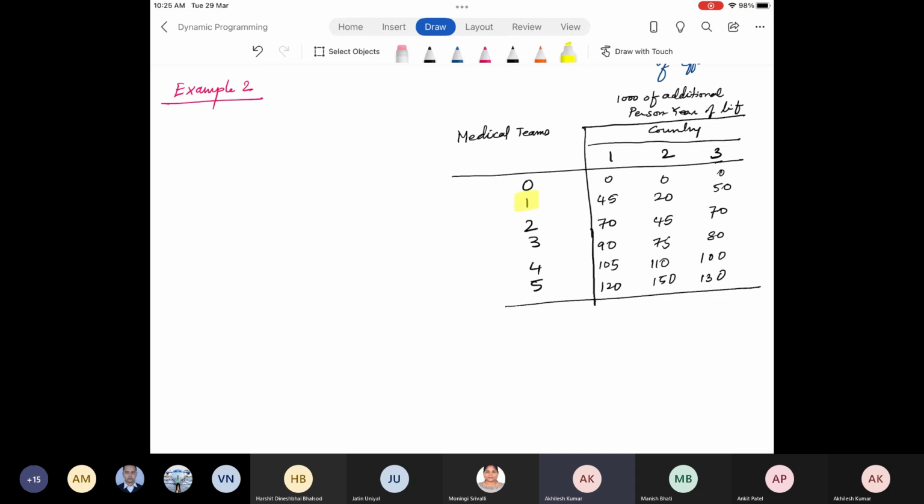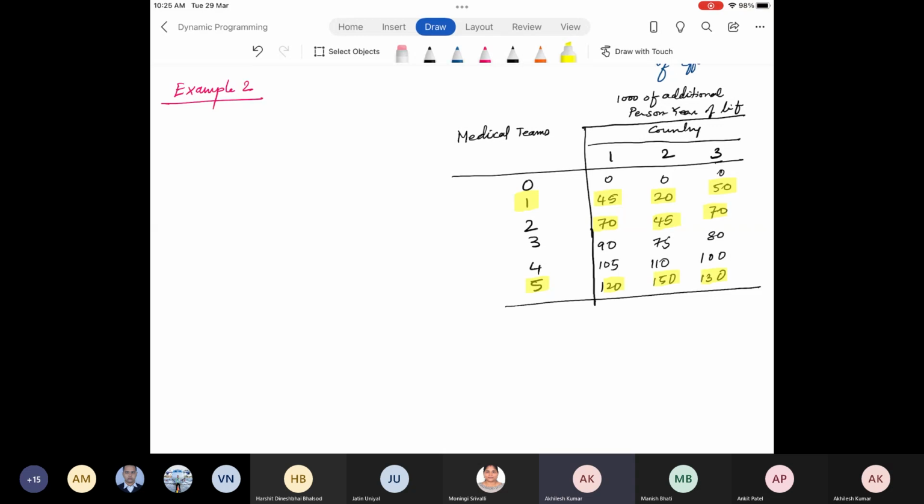So for example, if I allocate one team to country one, the increase in thousands of additional person years of life for country one will be 45. If I allocate the same team to country two, it will be 20. And if I allocate it to country three, it will be 50. If I allocate two teams, then it will be 70, 45, and 70 respectively. Or if I allocate all five teams, this is the number.